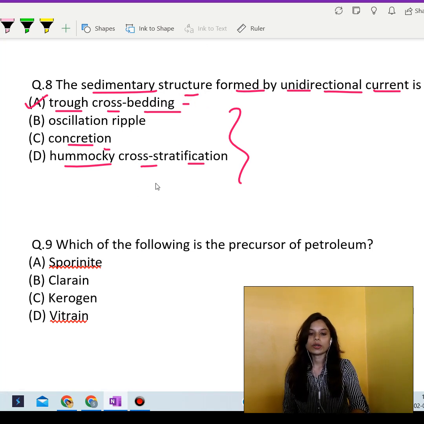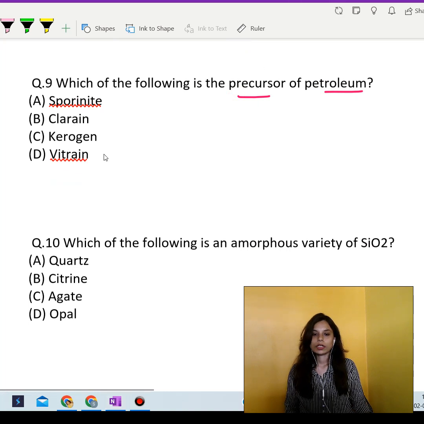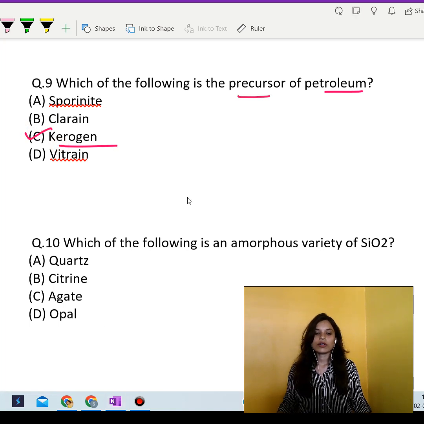Okay. Moving over to the next question, which of the following is the precursor of petroleum? Precursor of petroleum would be kerogen. Okay, kerogen. Now, kerogen is an organic rich sedimentary rock that forms from the buried remains of dead organisms like plants and marine algae. Over millions of years, these organic materials undergo physical and chemical changes under the pressure and temperature conditions, transforming into complex molecules like hydrocarbons.